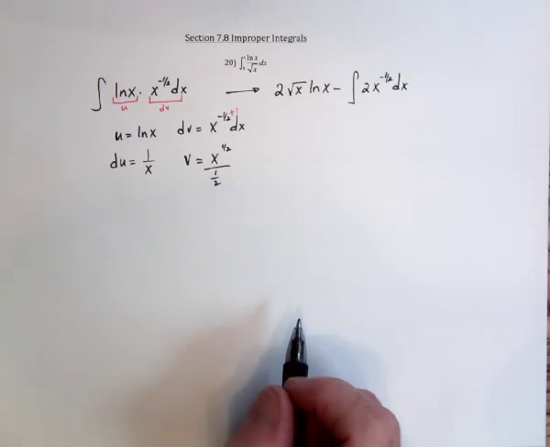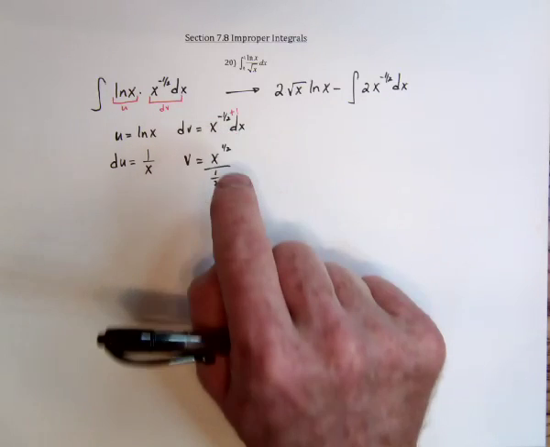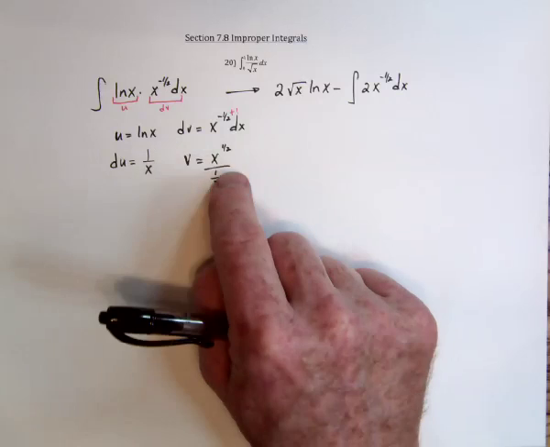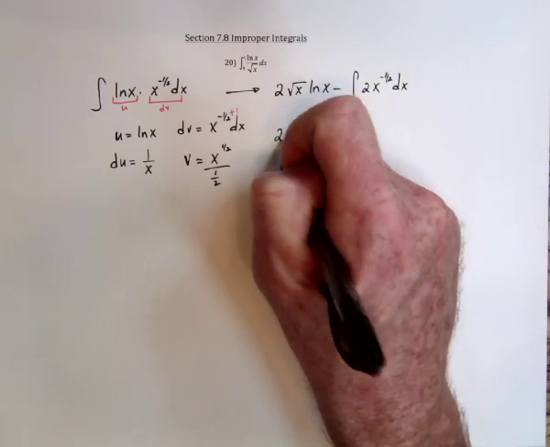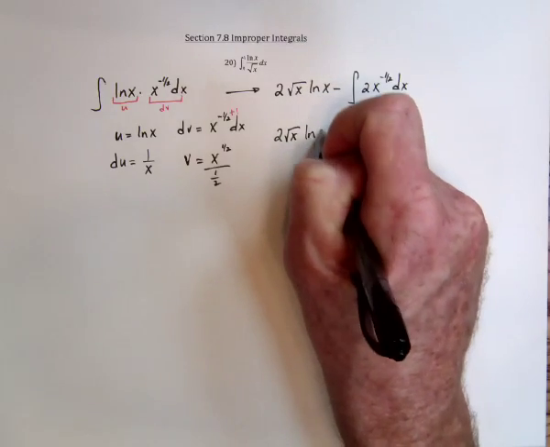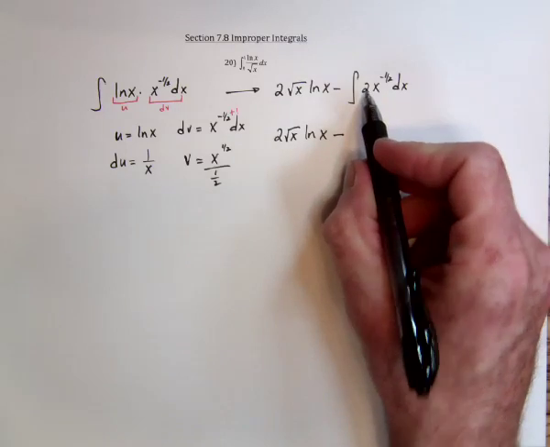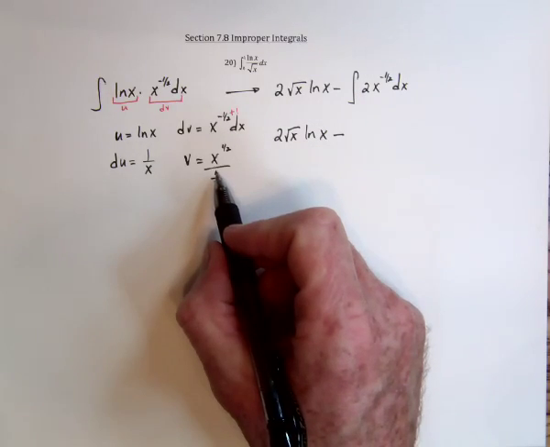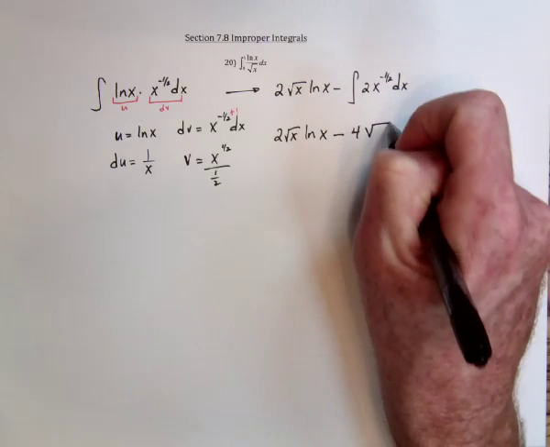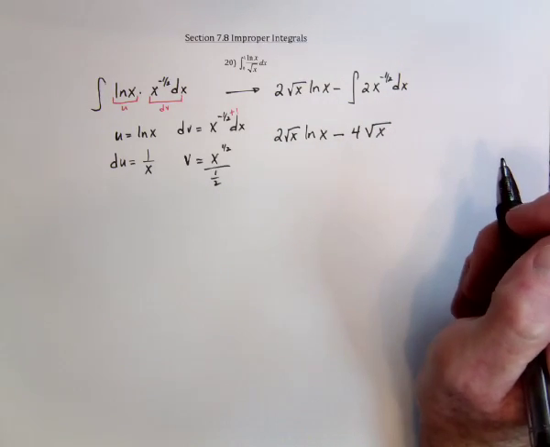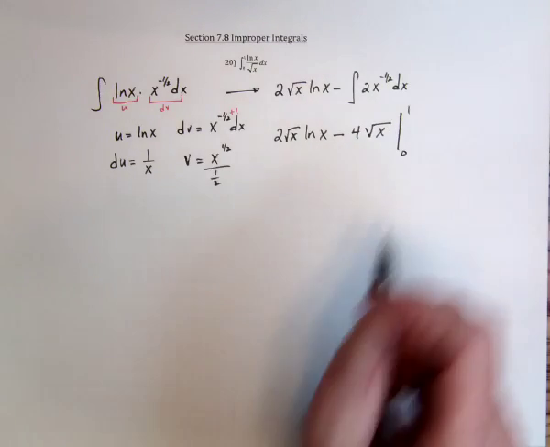Okay, now we just need to integrate this, which actually we just did that here. And we got the answer that it's 2 times x to the 1/2. So we're going to have this 2 radical x natural log of x, and then minus, this has a 2 in it, and when we integrate x to the -1/2, it's going to have a 2 in it, so that's 4, and then it's x to the 1/2, which means the square root of x. Okay, now evaluate from 0 to 1.